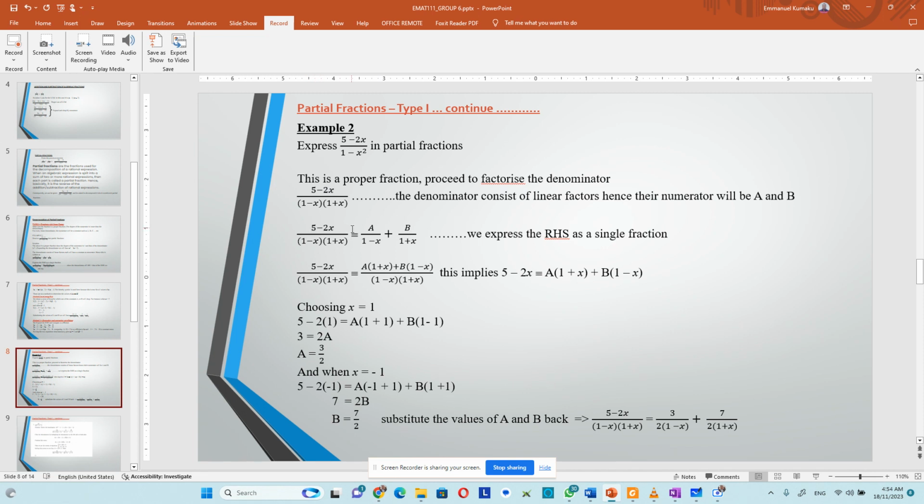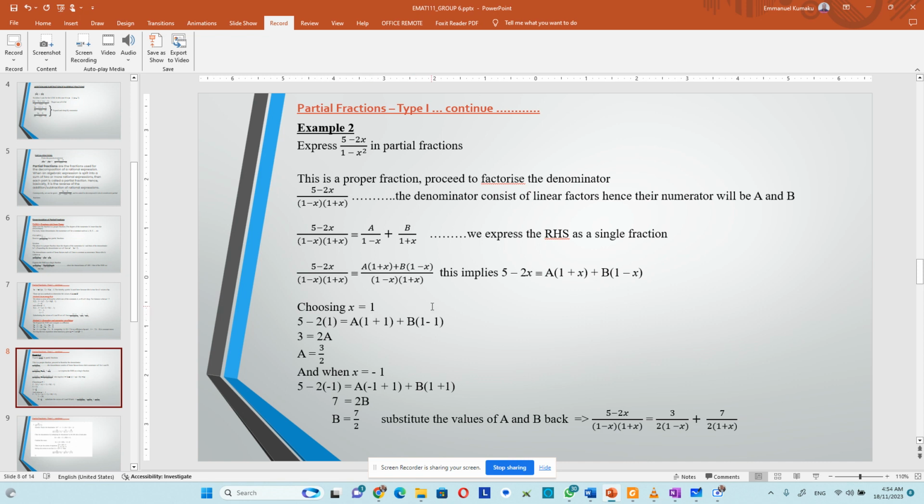So we have 5 minus 3x over 1 minus x, 1 plus x identical to a over 1 minus x plus b over 1 plus x. Then we express the right hand side as a single fraction. We know the LCM is 1 minus x, 1 plus x. The 1 plus x will multiply the a, and the 1 minus x will multiply the b. This implies 5 minus 3x is equal to a(1 plus x) plus b(1 minus x). What we just did is equate the numerators.